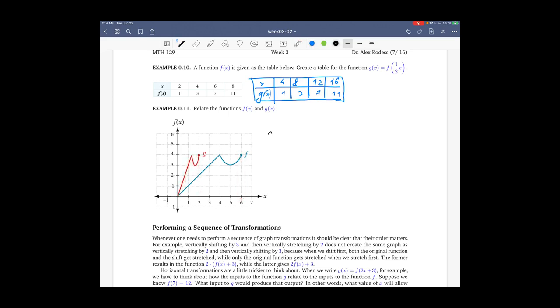So clearly, g is f at 3x. So the graph of g is a horizontal compression of the graph of f by a factor of 3.